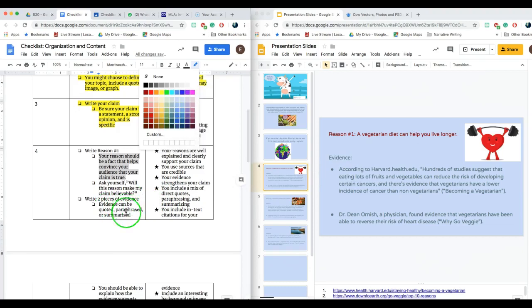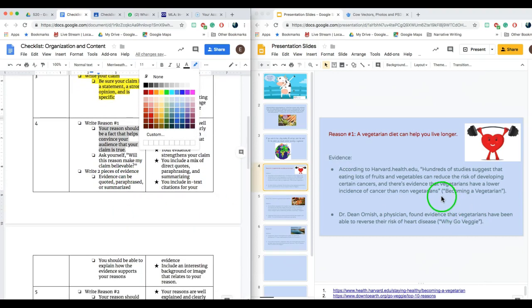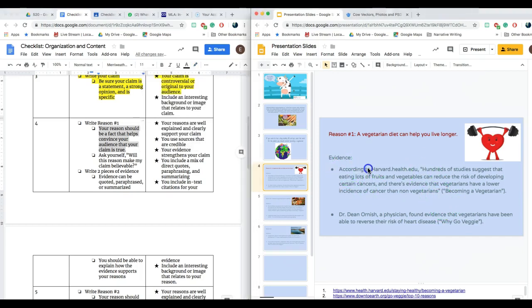I included two pieces of evidence. The first one is a direct quote, and I have my quotation marks, and I'm using my reporting verbs, according to, and then I have my in-text citation, MLA style, at the end. And then in my second piece of evidence, all I'm doing is paraphrasing this one.